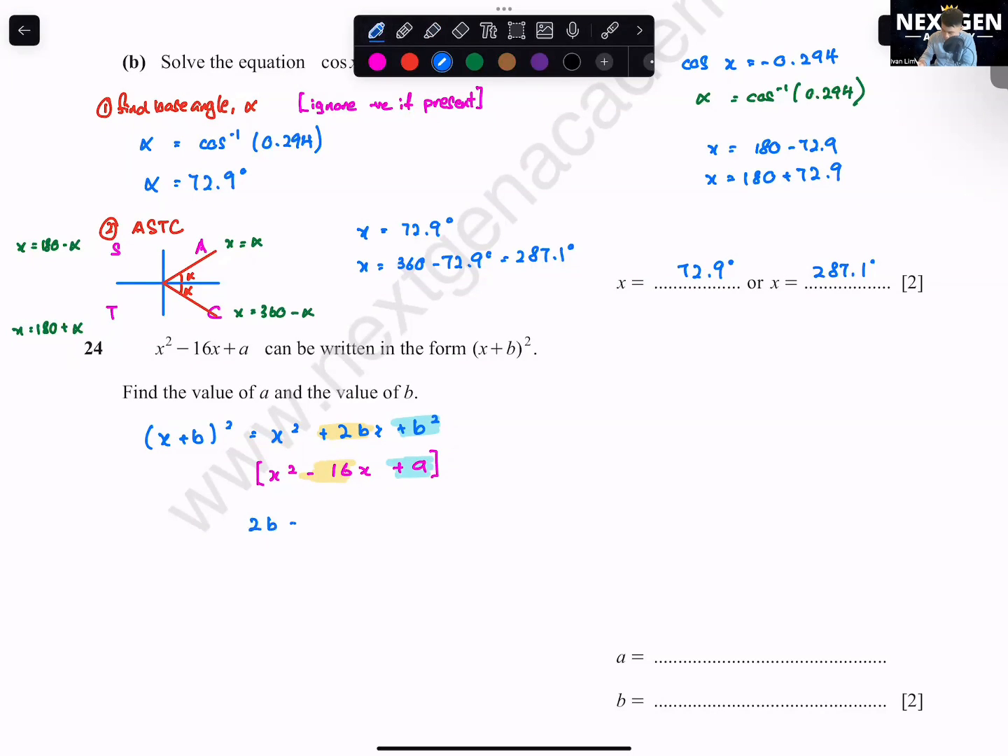So 2b equals negative 16, b equals negative 8. b squared equals a. b squared is negative 8 squared equals a. a equals positive 64. So 64 and negative 8. And you need to find the b first before you find the a.